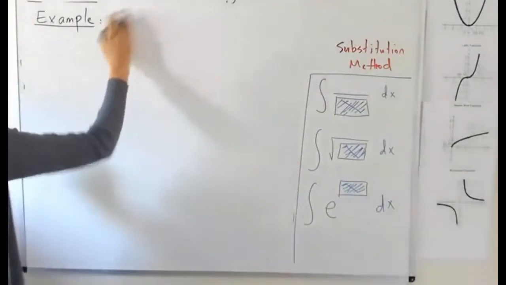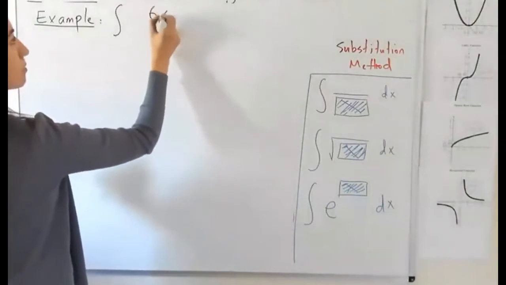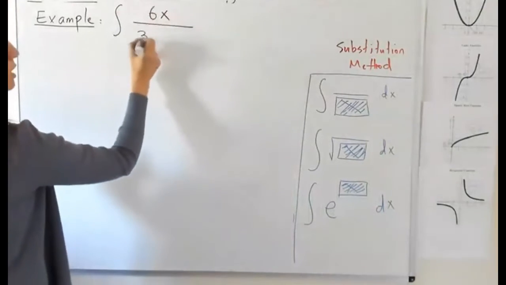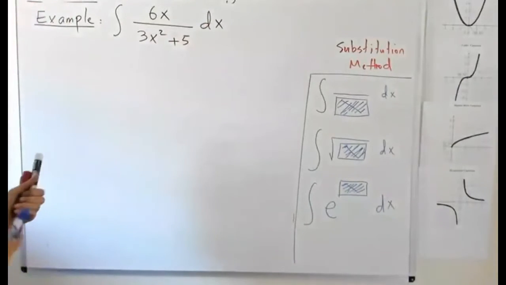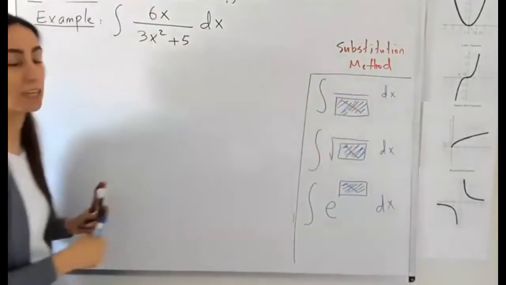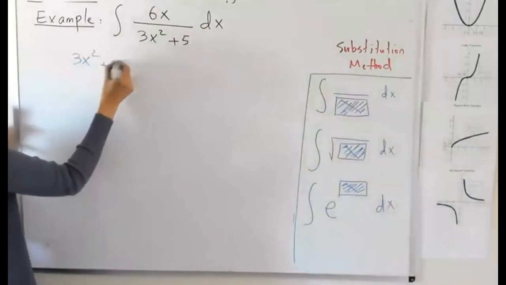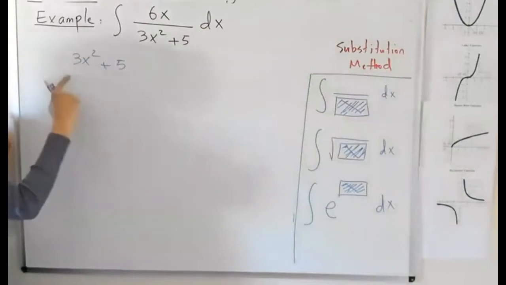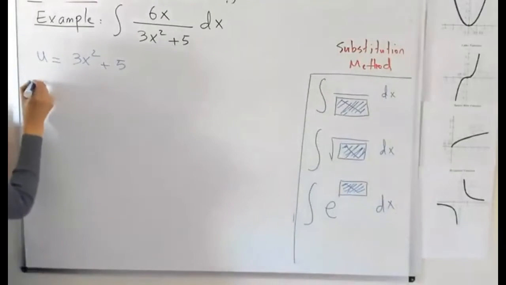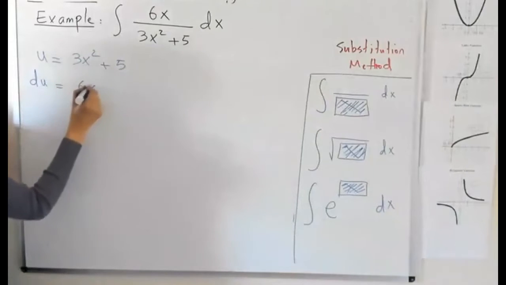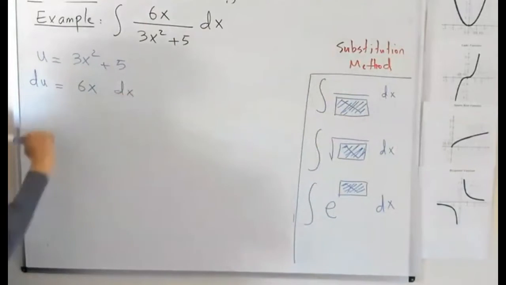So here we have the integral of 6x divided by 3x squared plus 5 dx. Very well. As you can see, we have a quotient format. We look at the denominator. Our denominator is 3x squared plus 5. Suppose we assign a new variable u to this expression. Then we take the derivative, du, which is 6x. The derivative of 5 is 0. Since we took the derivative with respect to variable x, we add dx.